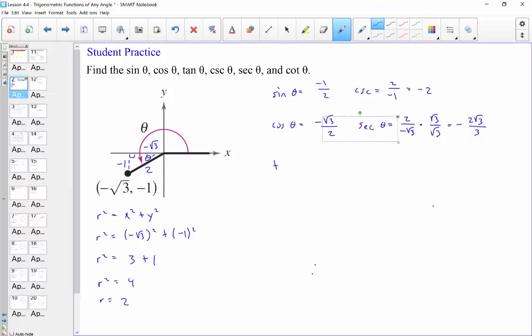The tangent of theta equals the opposite side, -1, over the adjacent side, -√3. The negative signs cancel out, and we're left with 1 over the square root of 3. Rationalize the denominator by multiplying the numerator and denominator by the square root of 3, and we get the square root of 3 over 3. And finally, the cotangent of theta equals the adjacent side, -√3, over the opposite side, -1. The negative signs cancel out, and we're just left with the square root of 3.